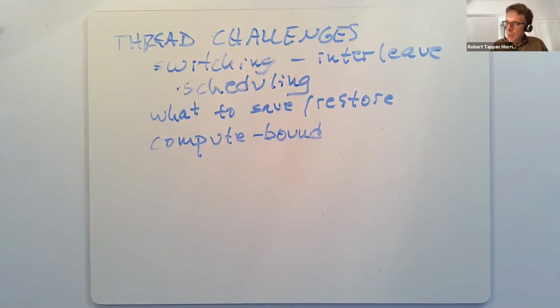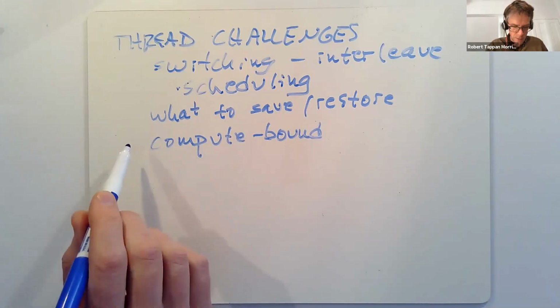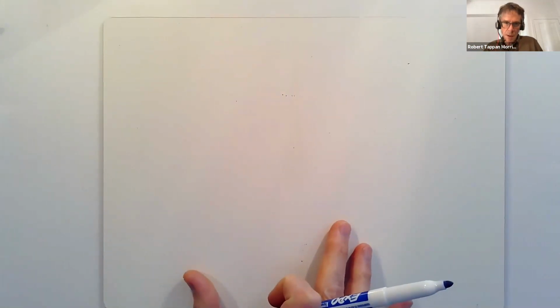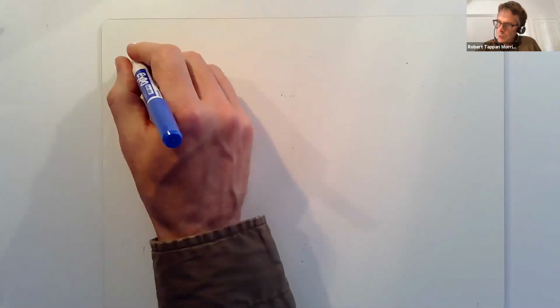All right, so I'm going to talk about these. I'm actually going to talk about the machinery for dealing with compute bound threads first. And the scheme for that is something you've come across before, and that's timer interrupts.